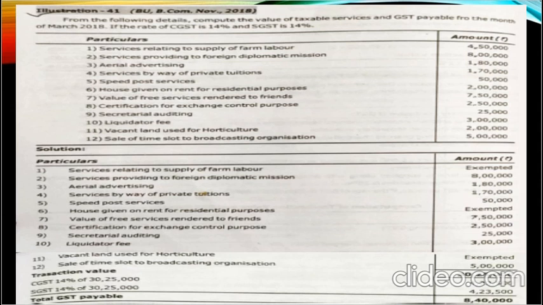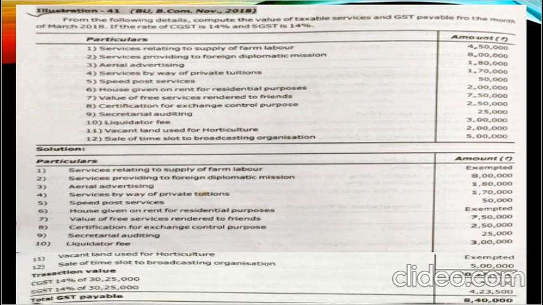I want everyone to understand the exempted list, only then will it be easy for you to solve. Agricultural income and house rent allowance I've already explained in my theoretical videos. House rent for residential purpose and agricultural goods and services are exempted. So this house is for residential purpose, so it is exempted. Then the value of free services rendered to friends, which is 7,50,000, is taxable.